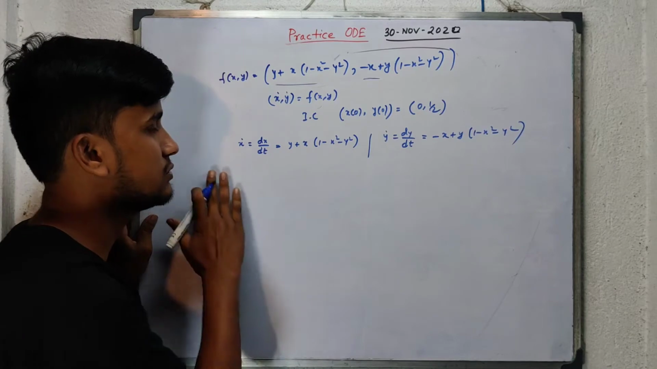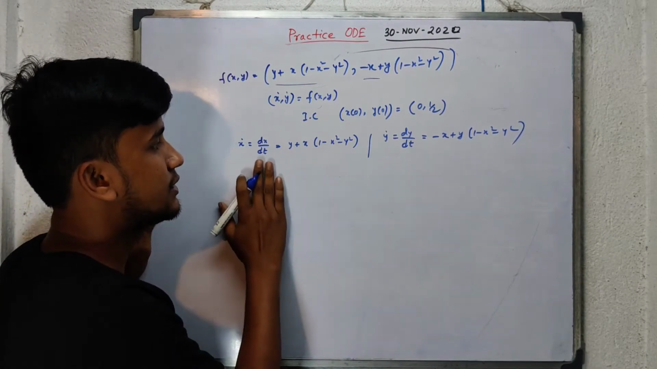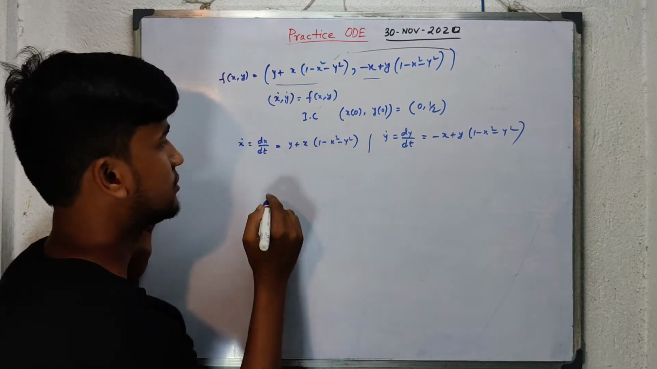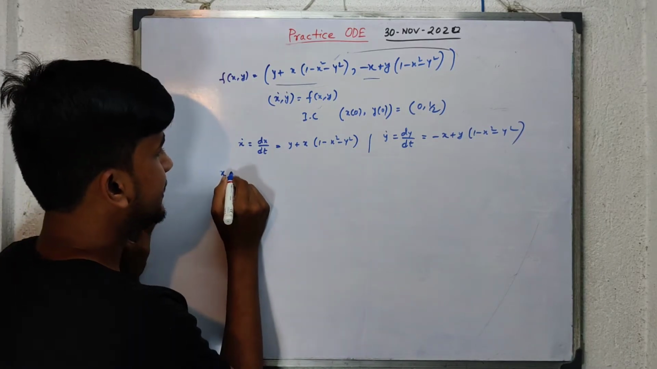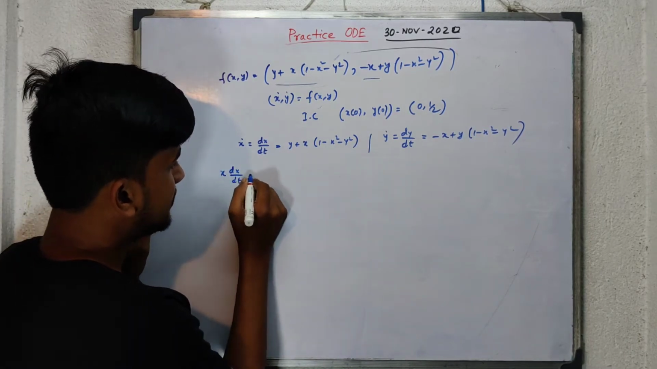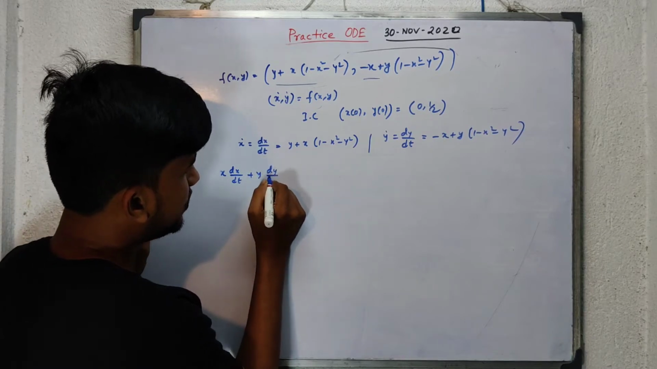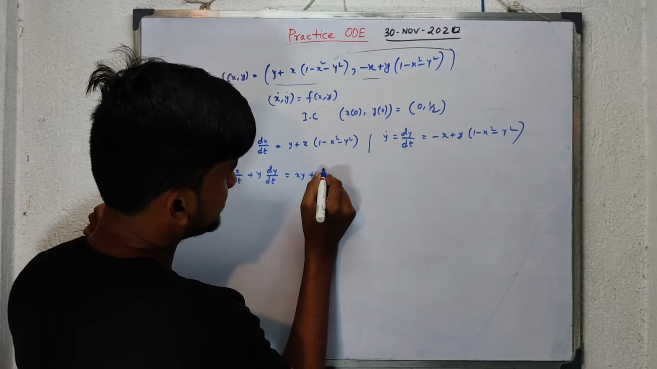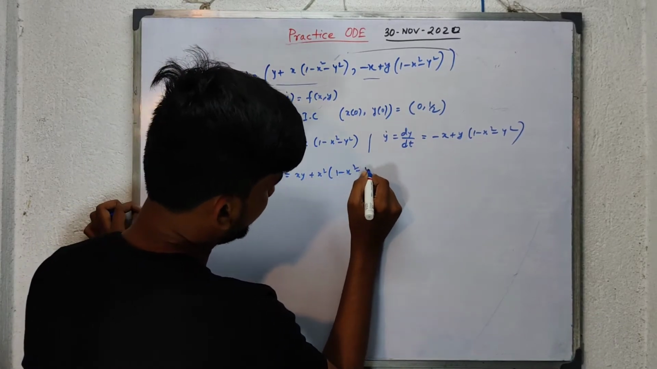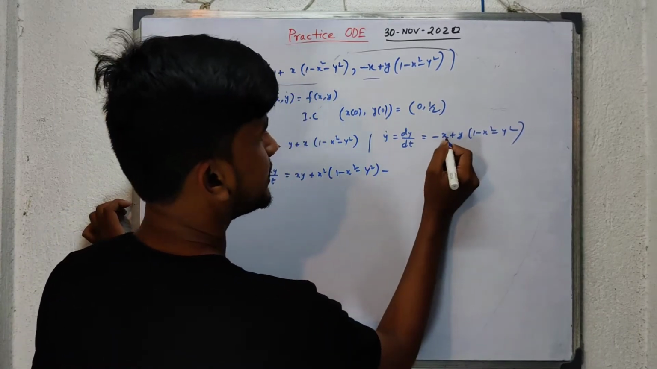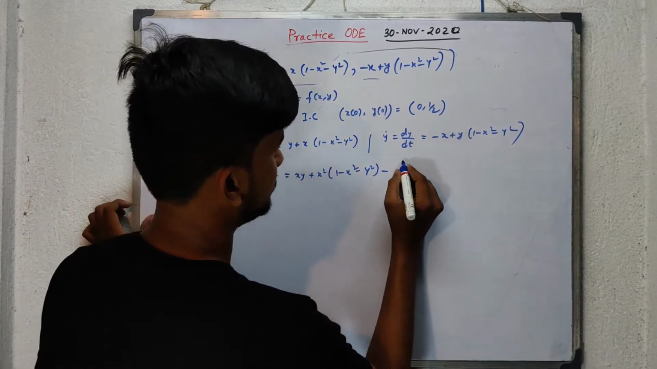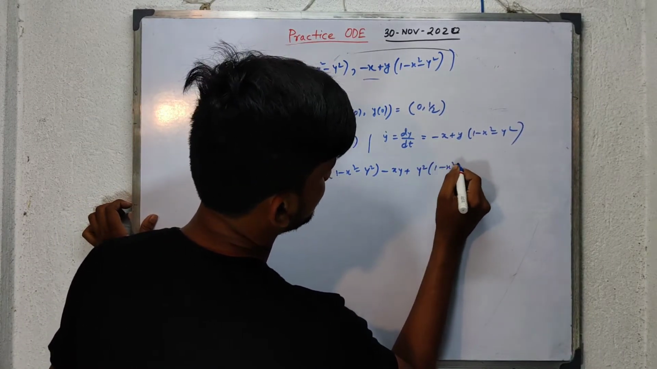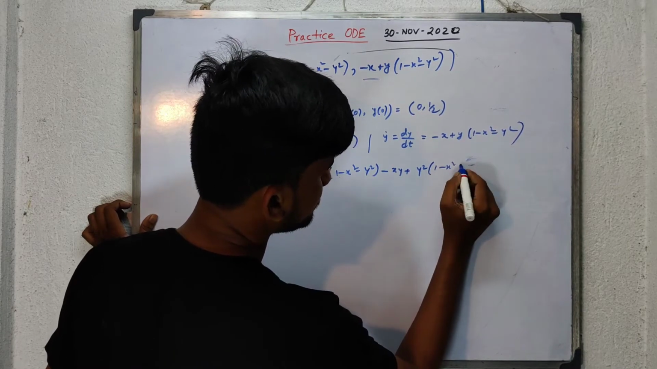First, we make a linear combination with the help of these two terms. Suppose we write x dx/dt plus y dy/dt, then this gives xy plus x square into (1 minus x square minus y square), minus xy plus y square into (1 minus x square minus y square).